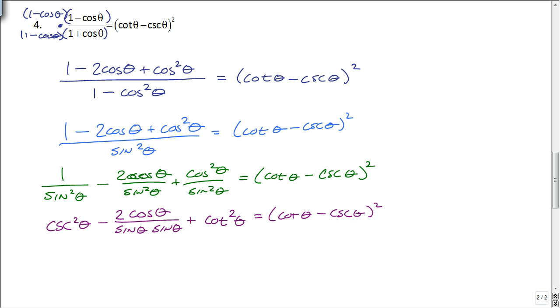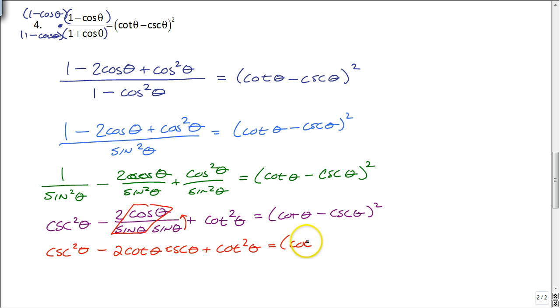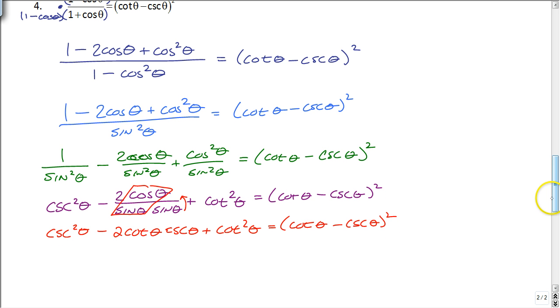So I did this for a reason. We know that cosine over sine is cotangent. And we know that sine in the denominator can be brought to the top as cosecant. So this step can now be written as cosecant squared theta minus 2 cotangent theta cosecant theta plus cotangent squared theta. And that, of course, is equal to our usual cotangent minus cosecant squared.